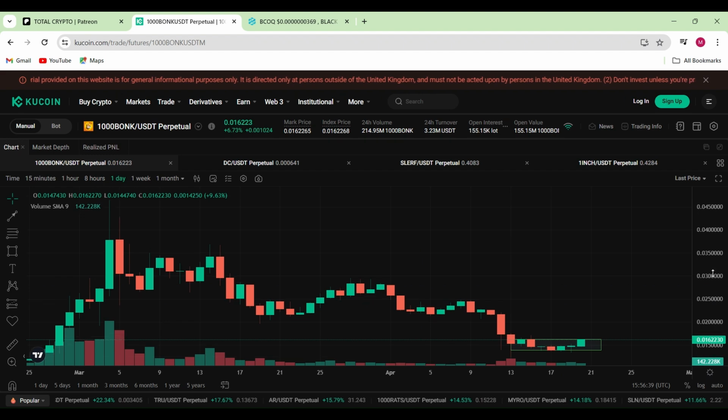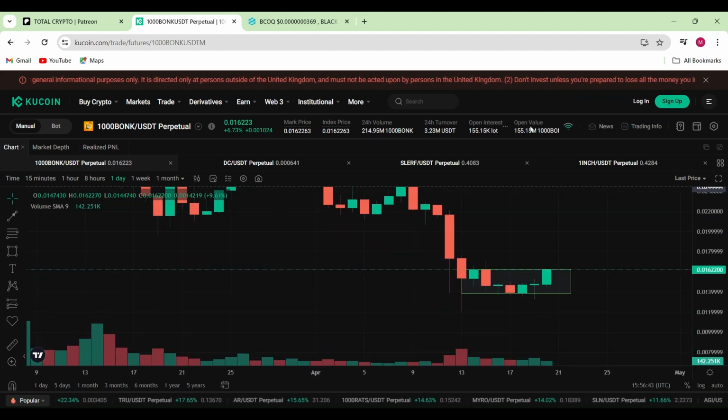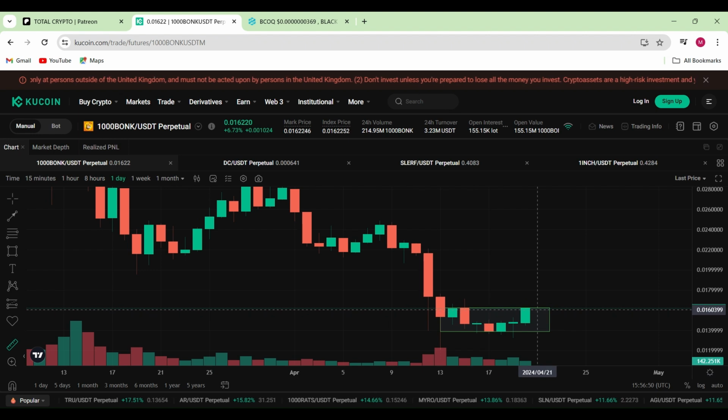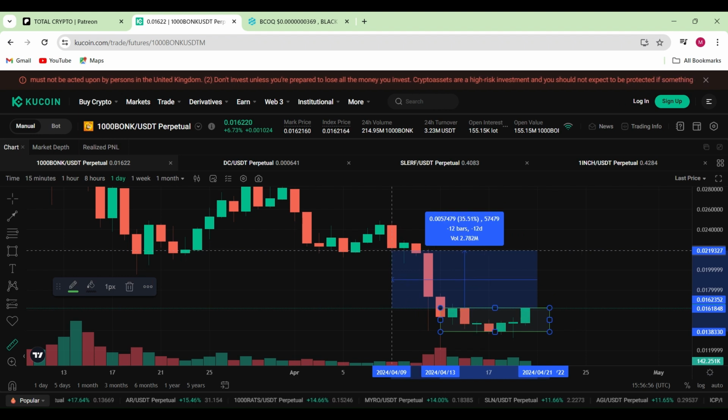So let's start off with bonk on the perpetual side. Bonk looks like it's about to explode out of here, which is good. I'm currently in a trade already, but I can also open up another one here just to show you demonstrations on how you can quite easily make some pretty decent gain from it.